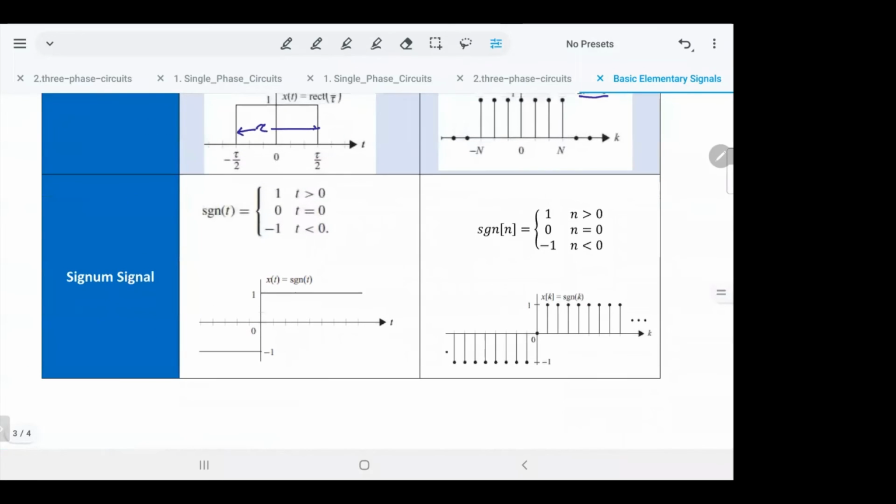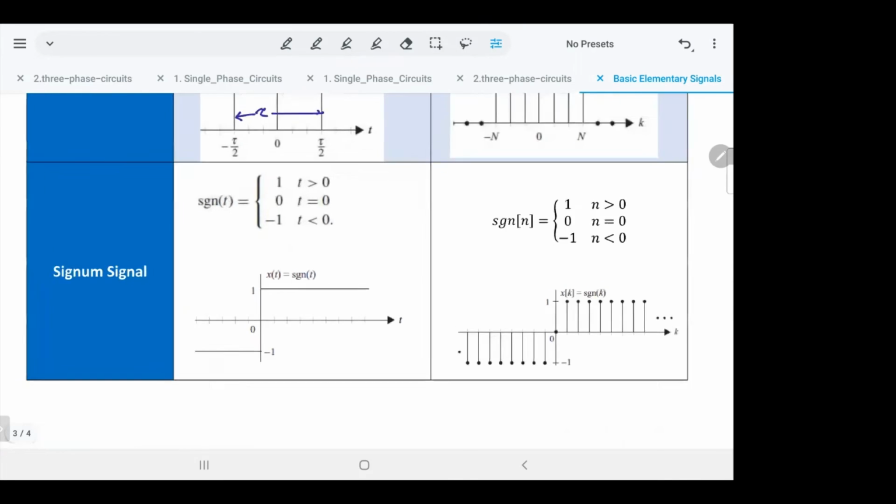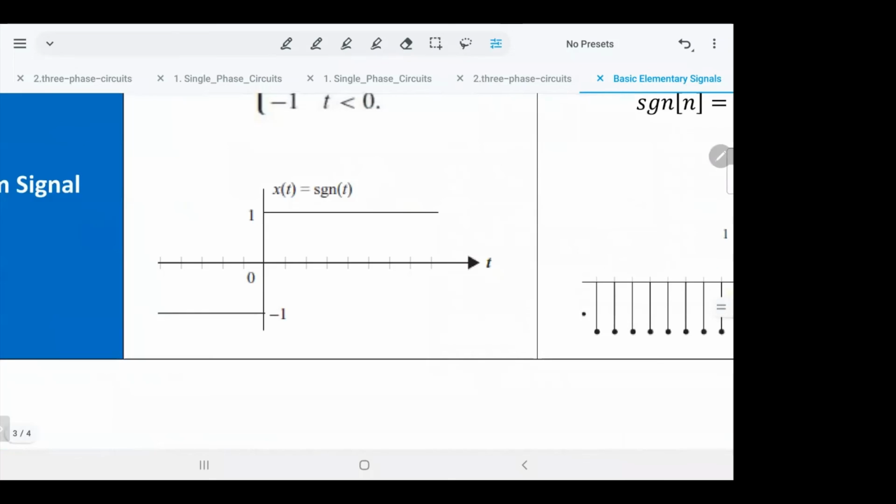Another one is the sign signal. As you see here for the continuous case, when the time is negative it gives you negative 1, and when it is positive it gives you positive 1. We'll write it like that: x of t is equal to sign of t, changing according to the sign of time. When time is positive, it gives you plus 1. When time is negative, it gives you negative 1. What about in the middle?